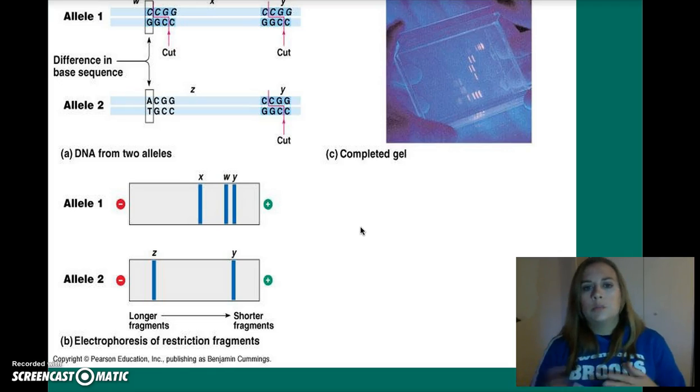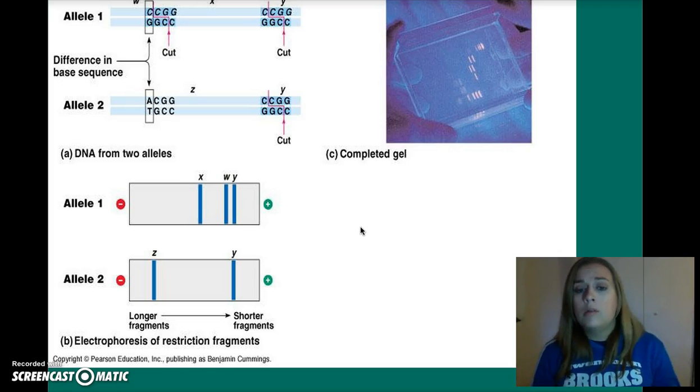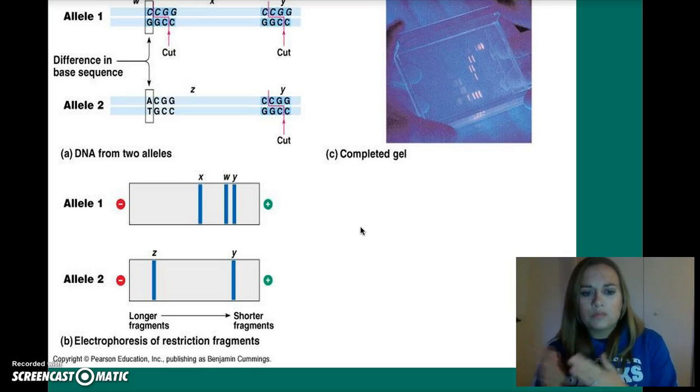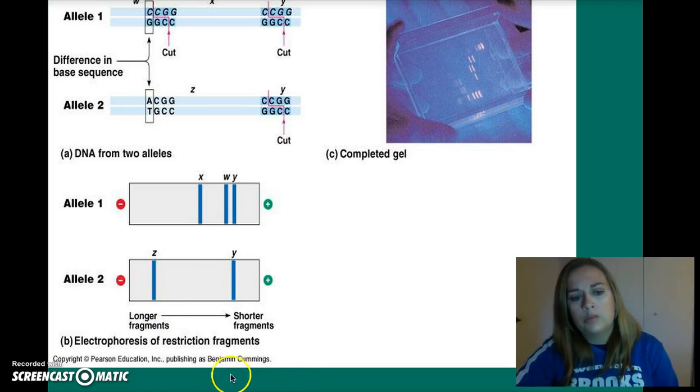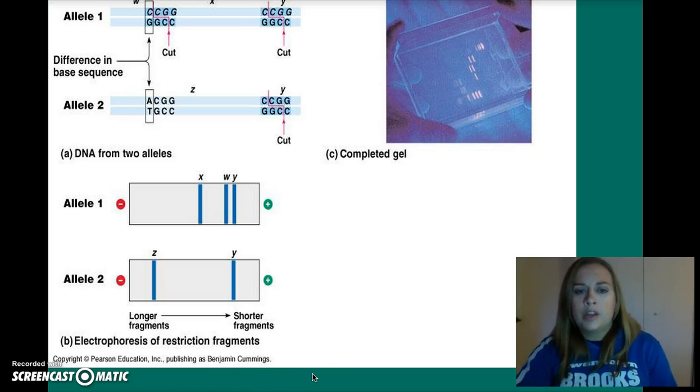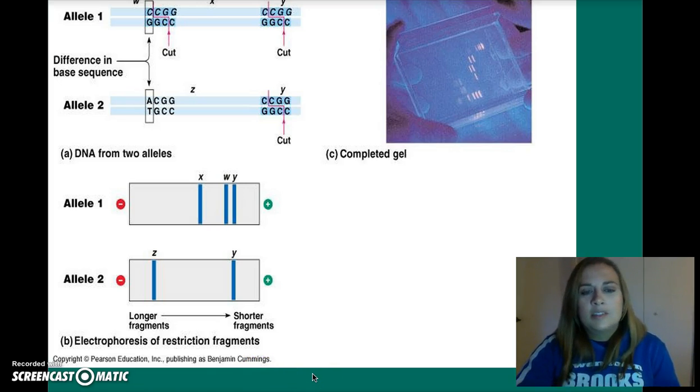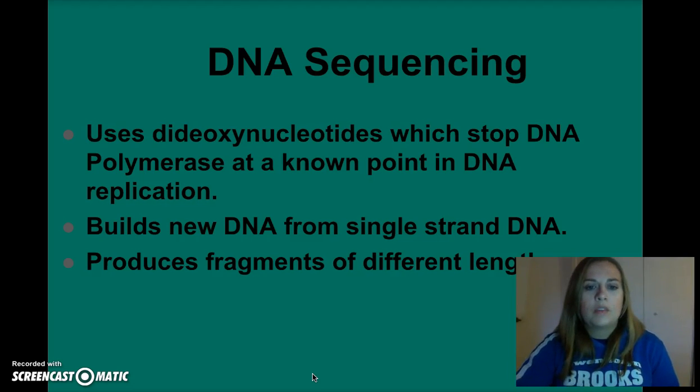Think about a really small person walking through a crowded hallway versus a really large person. That small person is going to be able to move through that area a little bit faster, kind of dodge people. Whereas a larger person is going to have trouble moving through a crowded hallway. Same kind of thing. Longer fragments won't move as far. Shorter fragments will move much farther. So it's a way of breaking up the different DNA fragments and comparing them.